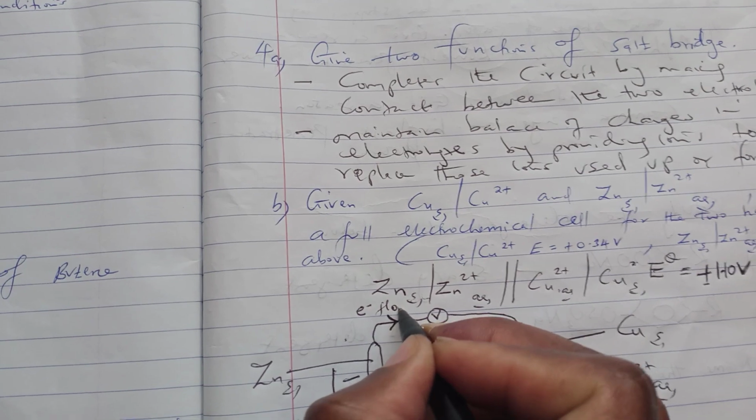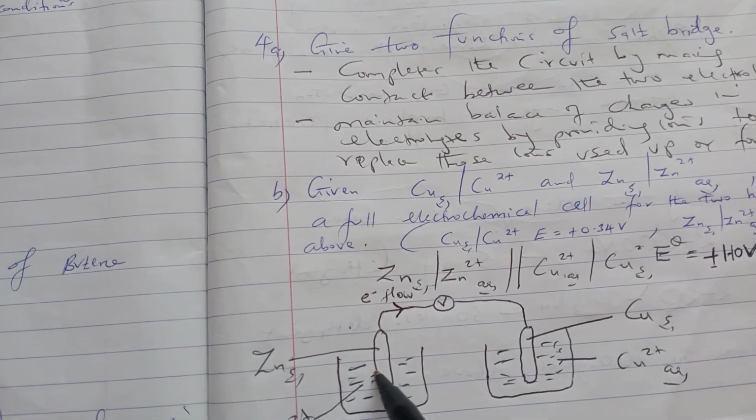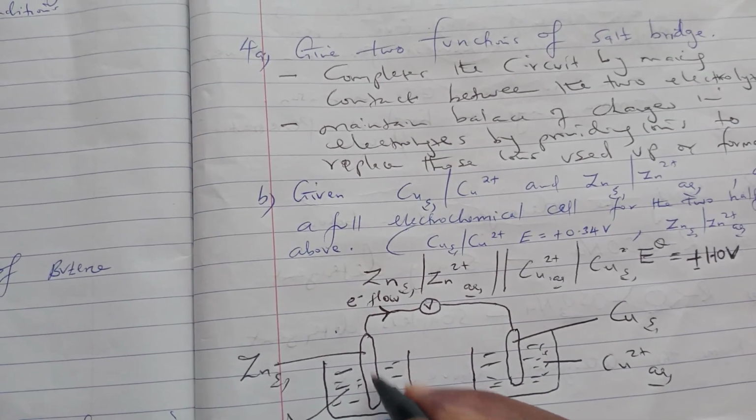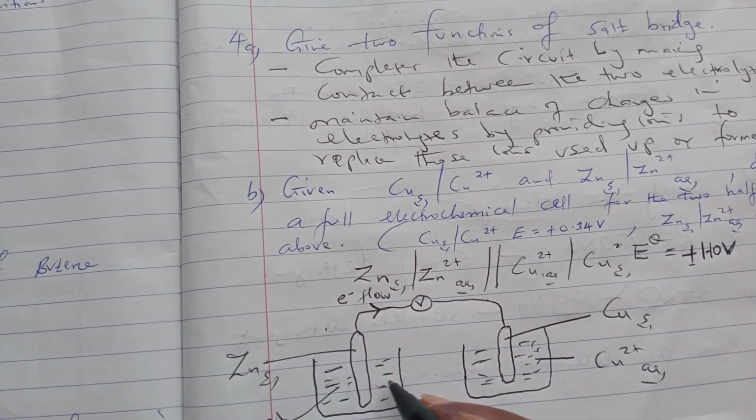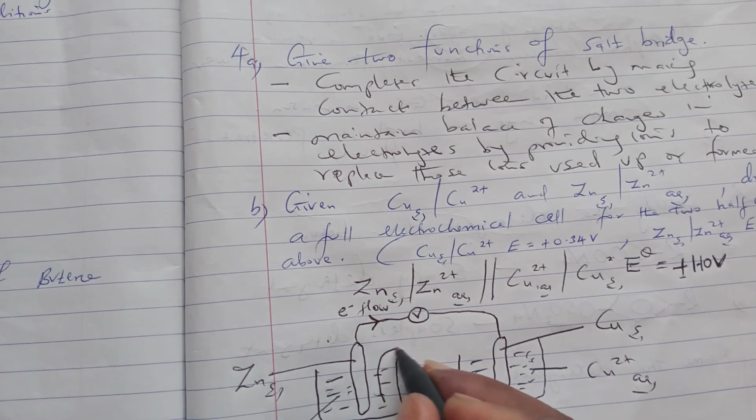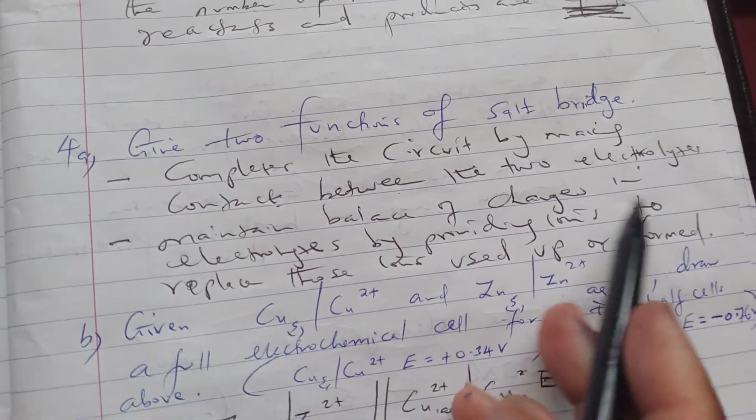Electron flow. The arrow shows electrons are moving from left to right. So the electrodes are connected by metallic wire to a voltmeter. The solutions are connected using a salt bridge. That is why we said here that you complete the circuit by making contact between the two electrolytes.